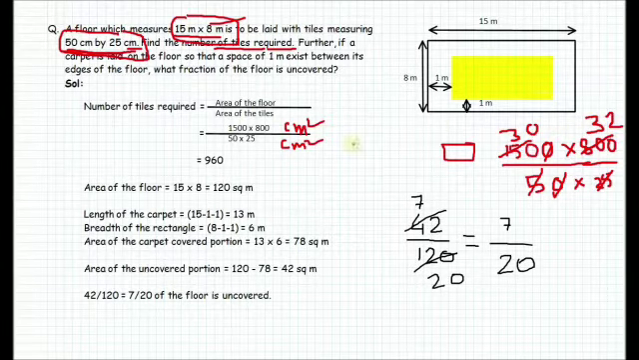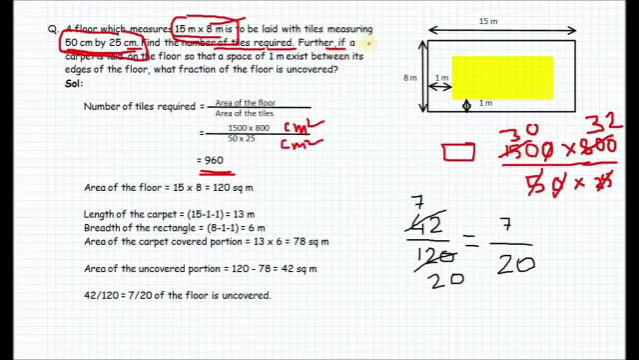So 30 into 32, if you multiply this 30 and 32, you will get this 960. That means the number of tiles required to cover this floor is 960. 960 tiles I will require to cover the floor. Okay, now coming to the second question.